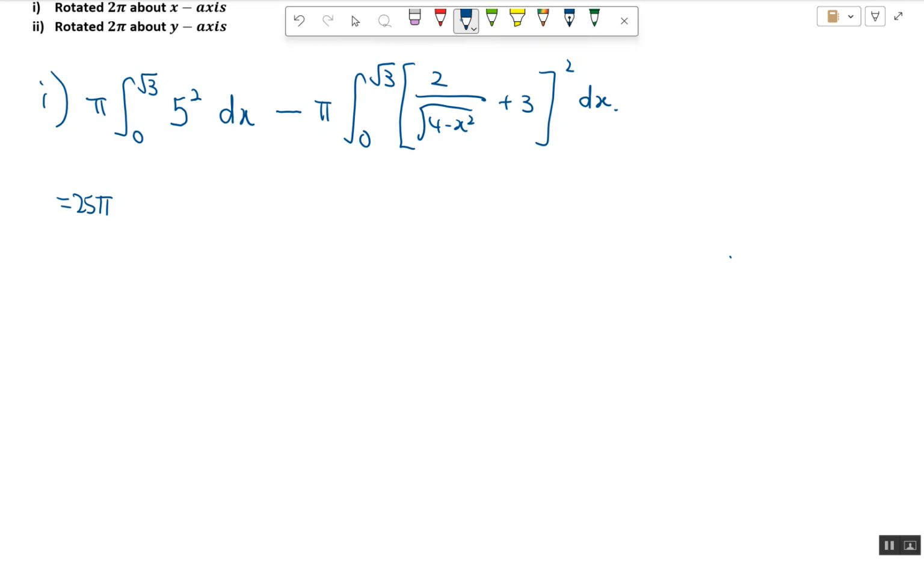Take out the 5, then you're left with 1, right? Integrate 1, I will be left with x with root 3 and 0. Minus, take out the 2 as well, for the 1 over. Okay, put this in a big bracket. Maybe it's a little bit harder because there's a 3. Sorry, my mistake over here.